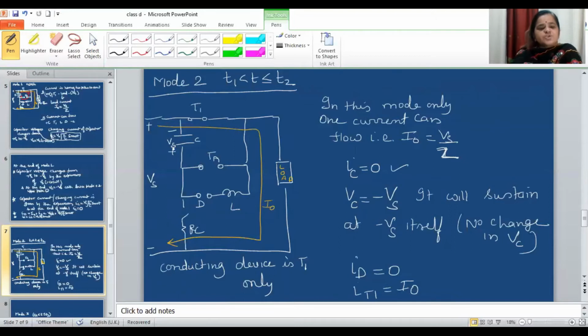And since no charging current is flowing through the capacitor, there is no question of change of voltage. So whatever the voltage was at the end of mode 1, that will remain at minus Vs. There is no change in Vc. As the diode is open, ID is 0, and there is only one current flowing through thyristor T1, that is I0, which is equal to Vs by Z. In this mode only one device is conducting, that is T1. So this is about mode 2.